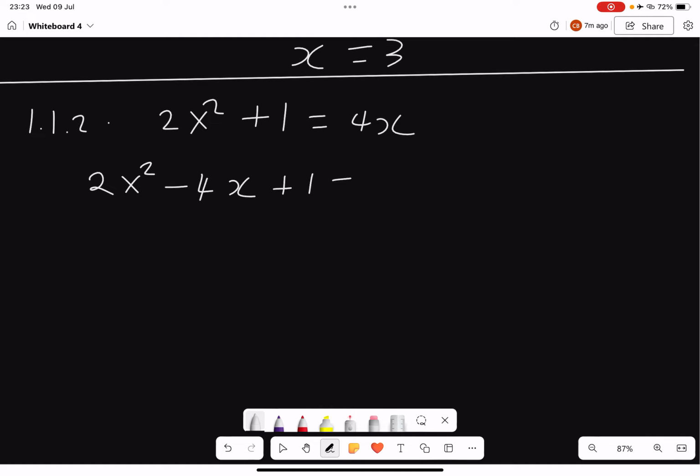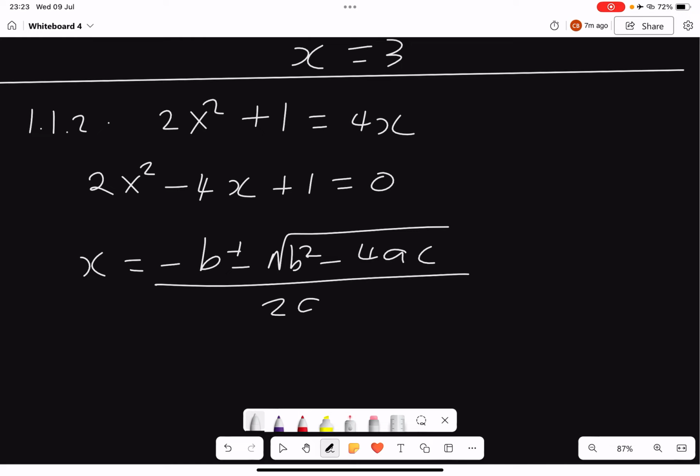Now, let us use the quadratic formula, which is x equals negative b plus or minus the square root of b squared minus 4ac, all over 2a. I'm using this because the question said I must round off to 2 decimal places, which means my roots are going to be irrational. And I'm sure you can see that our a is 2, our b is minus 4, our c is 1. So now let's substitute that into our quadratic formula.